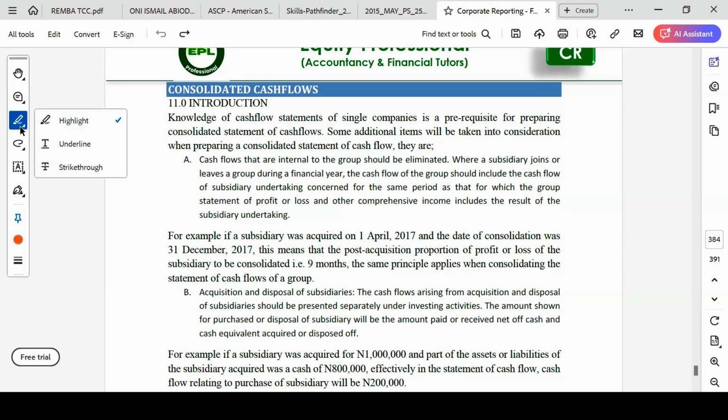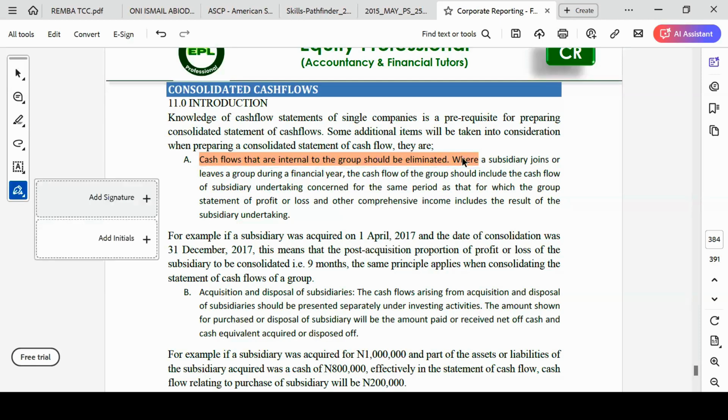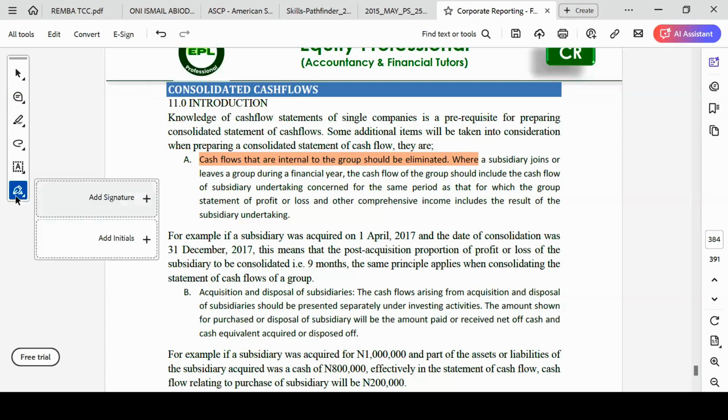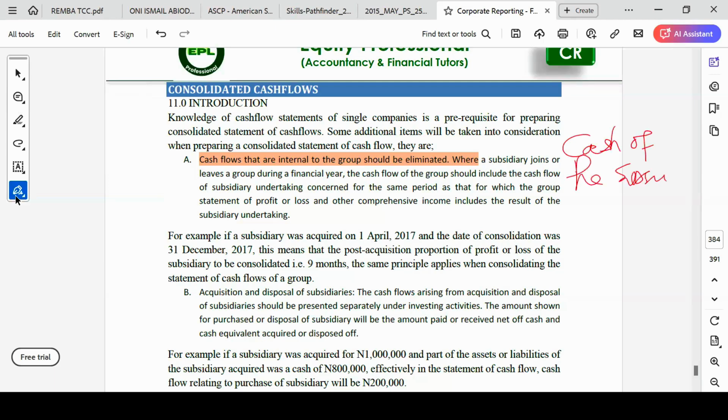The first thing they mention here is that cash flows that are internal to the group should be eliminated. Now, let me put for instance, when you acquired the assets and liabilities of the subsidiary as a parent company, part of the assets that you acquired was cash. You will agree with me? Cash was part of the assets that you acquired of the subsidiary. So this must be netted out of the group cash flow. It has to be netted out, okay?